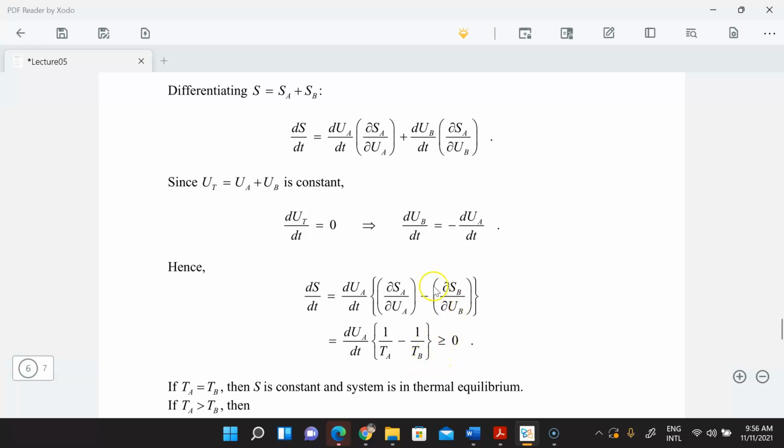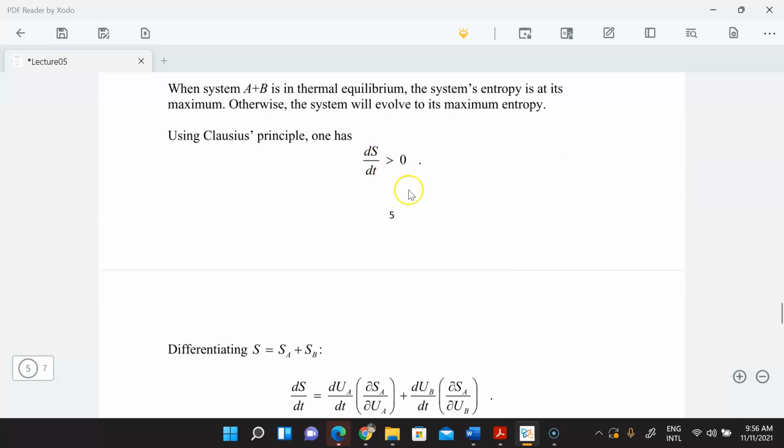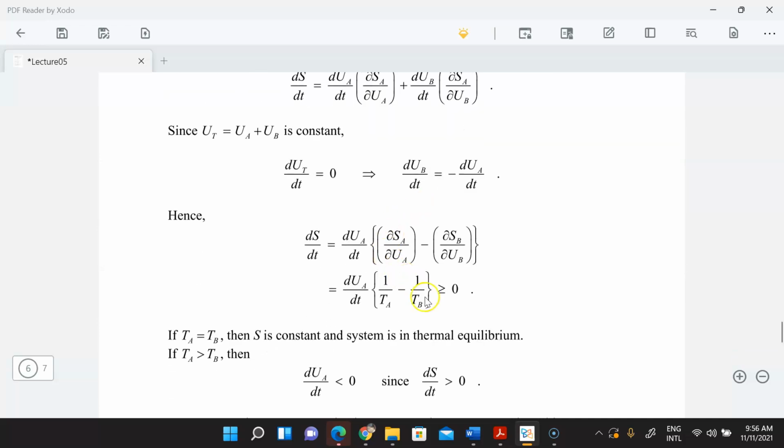So this, together with the law of increasing entropy, gives this equation. If the system is in thermal equilibrium, that means there will be no more entropy changes. So I have to have T_A and T_B equal. Once T_A and T_B are equal, this thing becomes 0, then S becomes a constant, and the system will be in thermal equilibrium.